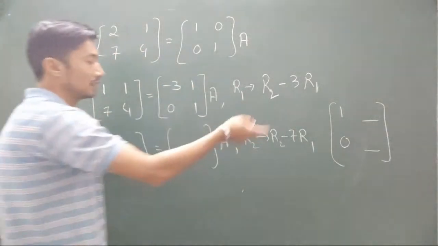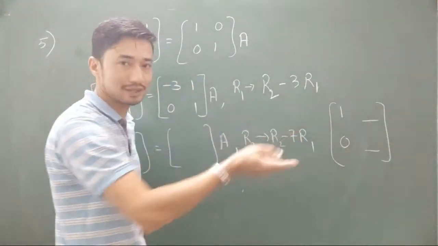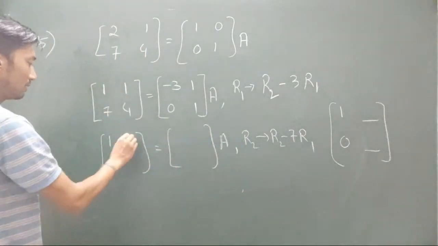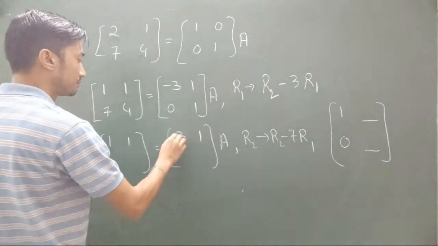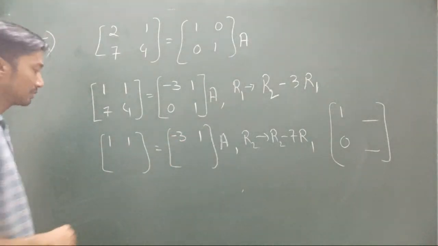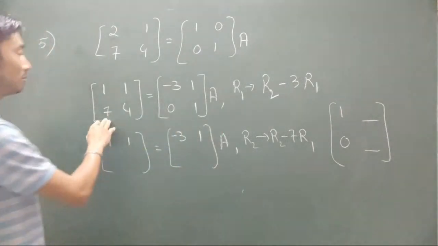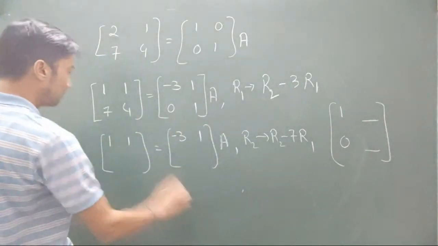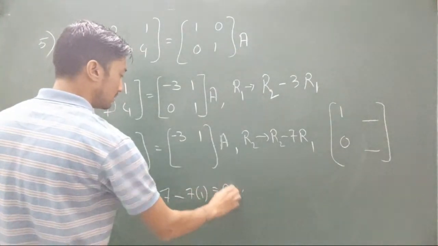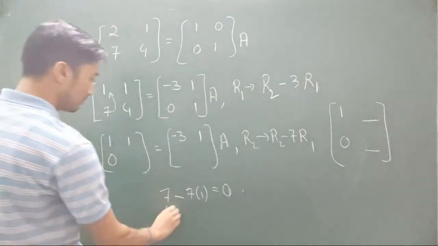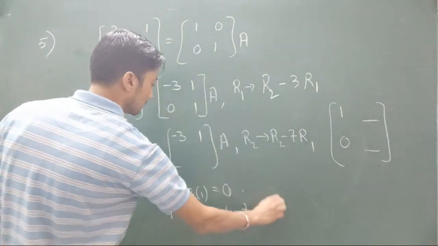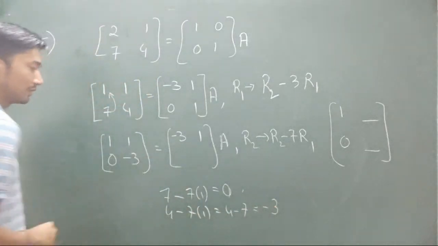We can exchange that also. You can write 7 times of R1 minus R2. That also can be done. This and that too can be done. So I don't plan on changing R1. I'll leave it as it is. Alright, let's begin. R2 as R2 minus 7 times of R1. So 7 minus 7 times of R1, so 7 minus 7, 0. Here, 4 minus 7 times of R1, so 4 minus 7, minus 3.